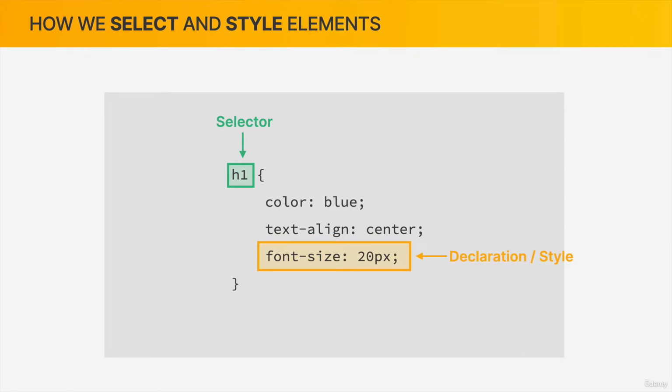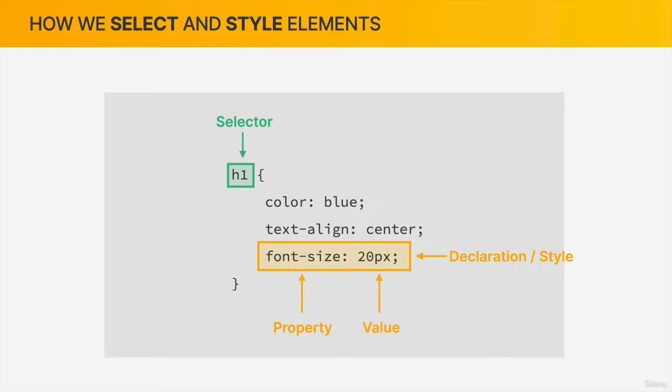For example, here we set the font size to 20 pixels. That font size is called the property, and the 20 pixels is the value that we declare for that font size property. And so property and value together make a declaration. We can also more casually call that a style.